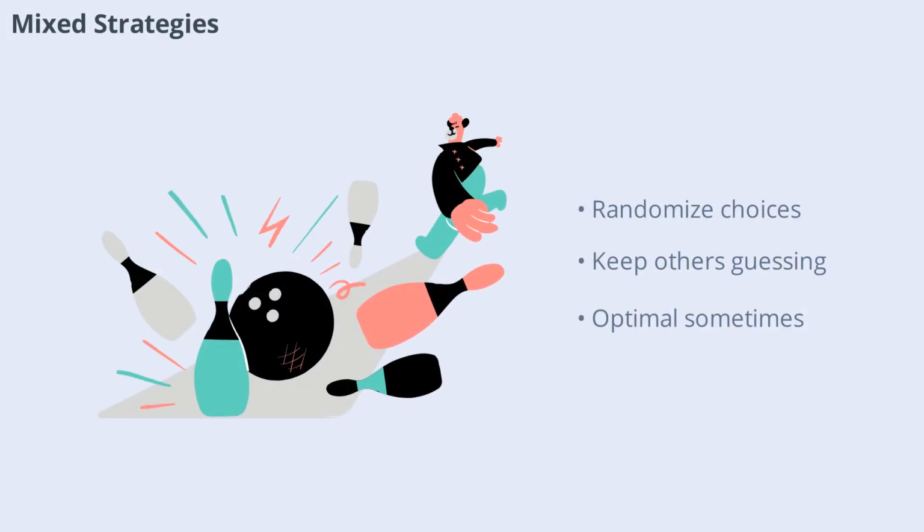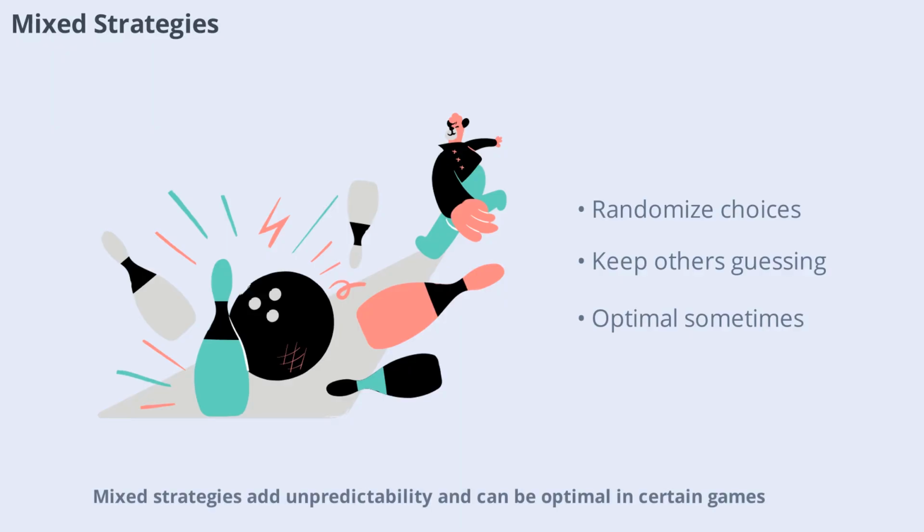Sometimes, the best approach is not to stick to a single strategy but to randomize among several options. This is called a mixed strategy. For example, in sports, a player might mix up their moves to keep opponents guessing. Mixed strategies add unpredictability and can be optimal in certain games.